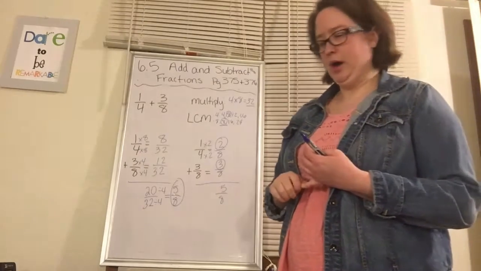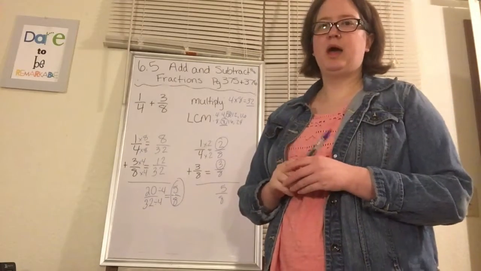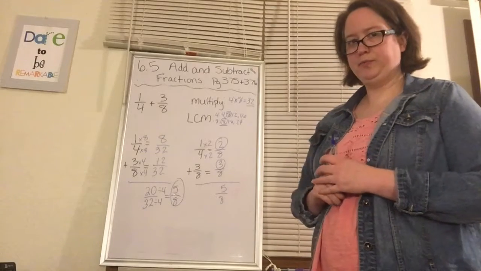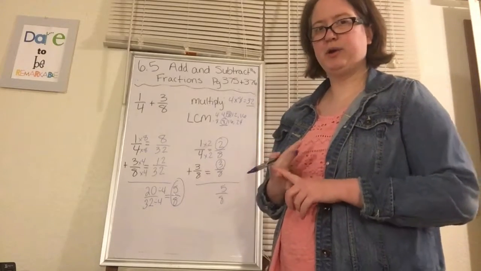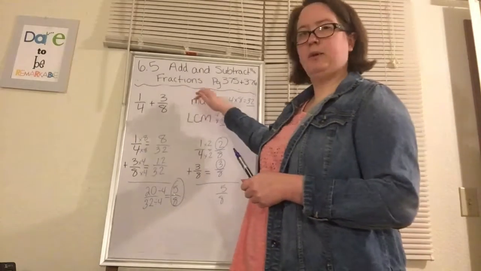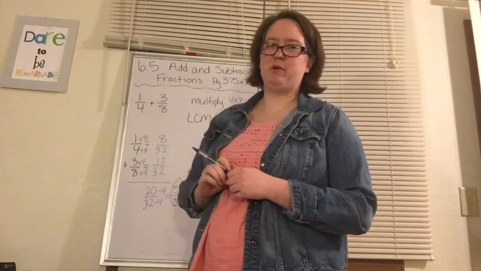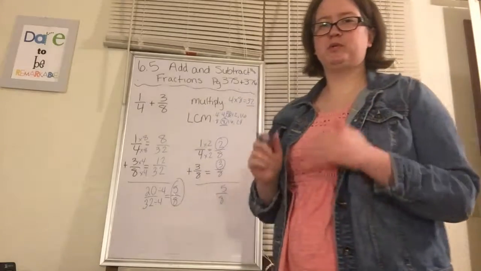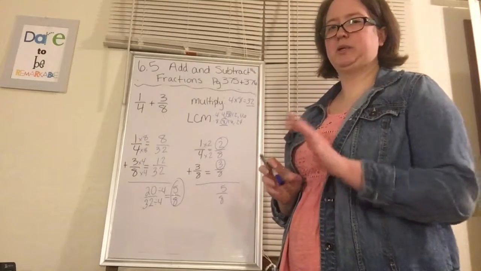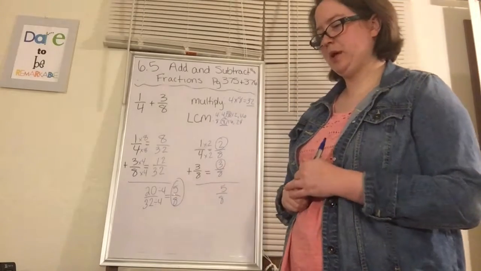Right now, on this page, on page 375, I want you to circle either one way or another way, the way that you like doing it best. So do you like multiplying better, or do you like using the least common multiple better? So I want you to pick which way you're going to do it. Just circle it in your book or in your notes.